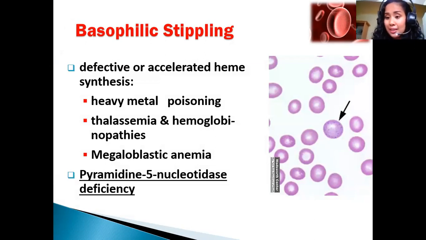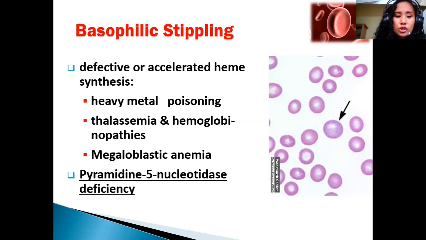So class, naalala niyo yung tales sa microcytic anemia: thalassemia, anemia of chronic disease, iron deficiency anemia, lead poisoning, and sideroblastic anemia. Tapos guys, here same thing. When there is lead poisoning, basophilic stippling is also there. So in lead poisoning, di ba, there is an inhibition of ALA dehydratase and ferrochelatase. So yung basophilic stippling natin is also found in lead poisoning.